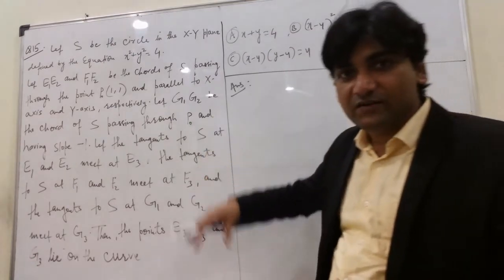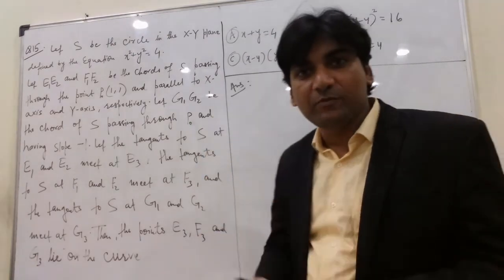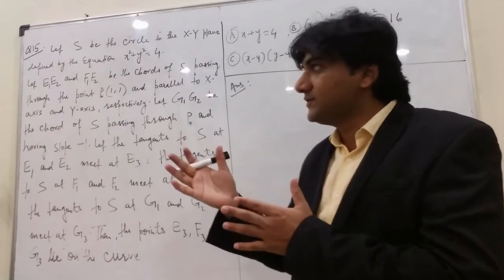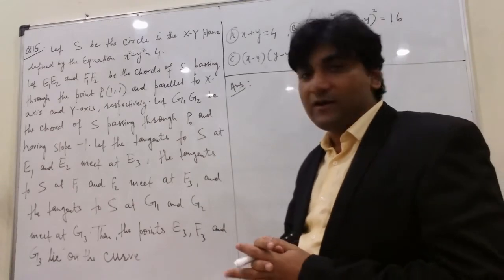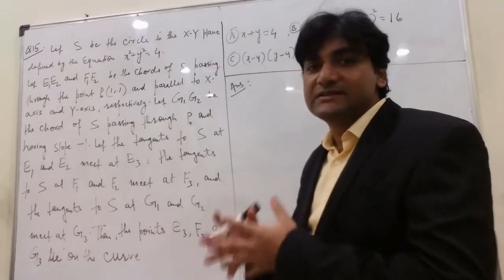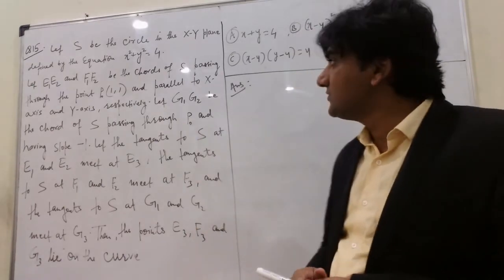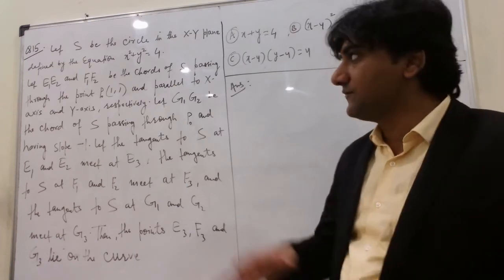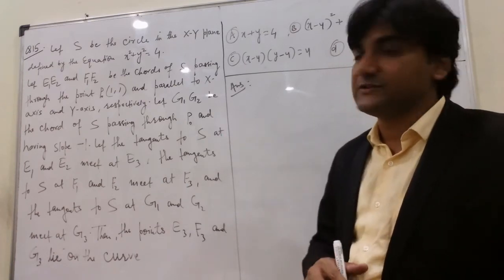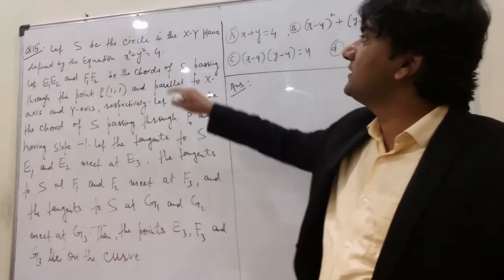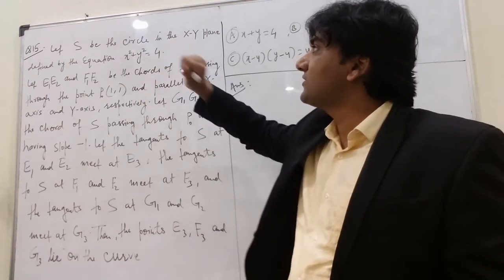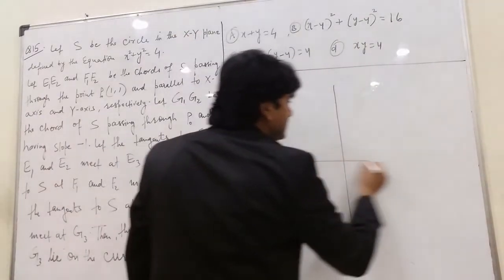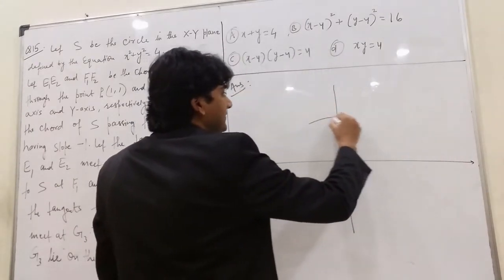So in this question, if I observe, there is too much information. Sometimes students get frightened to see this type of question, but if you take a daring step, then you can easily solve this one. I am trying to solve this, try to understand. This is not difficult, but we have too much information, so we have to be very careful to solve this question. S is a circle in the xy plane defined by the equation x square plus y square equals 4. So this is a circle like this.